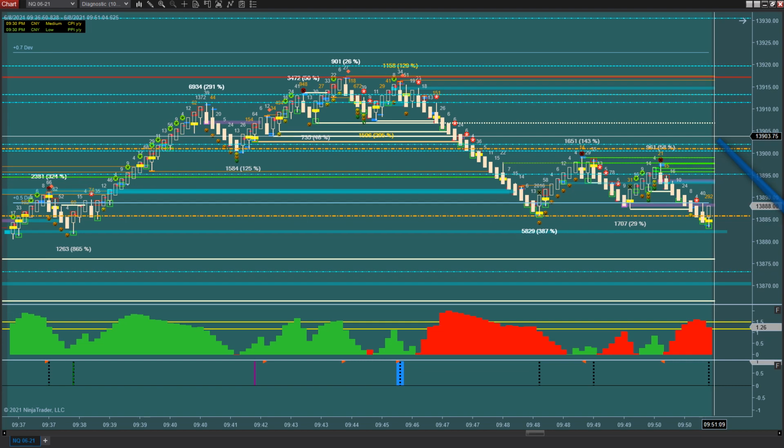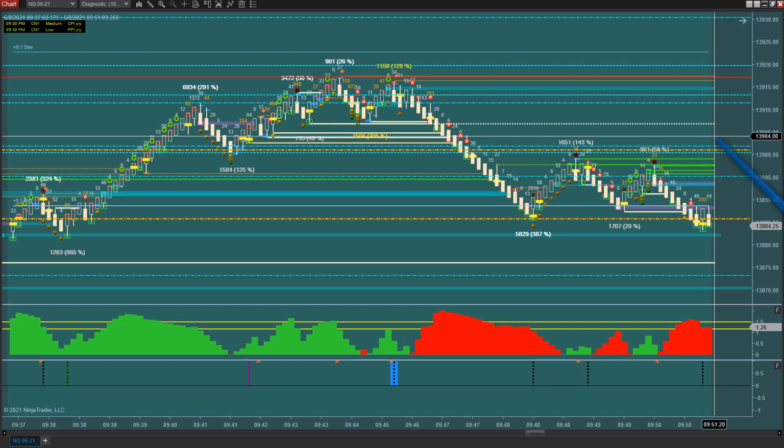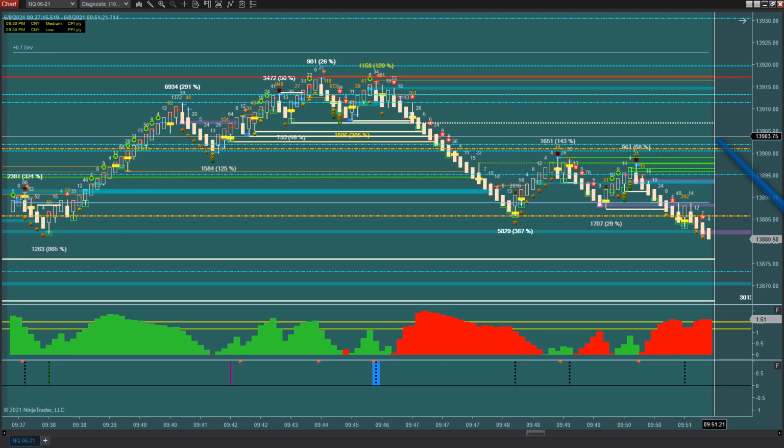All right, we had a TX long. Do we take it? It wouldn't have been valid as HD because HD was not on that bar. It was on 2 bars previous. Nope, we don't take this trade either. We're glad we didn't.